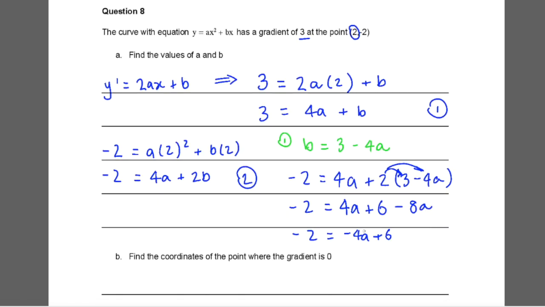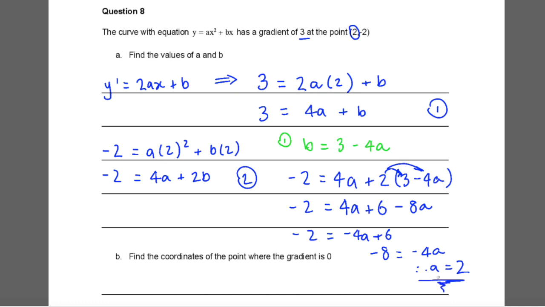If we just keep squeezing this in, we subtract 6 from both sides, negative 2, so it's minus 8 equals minus 4a. Therefore, a equals negative 8 divided by negative 4 is 2. So there's one answer.